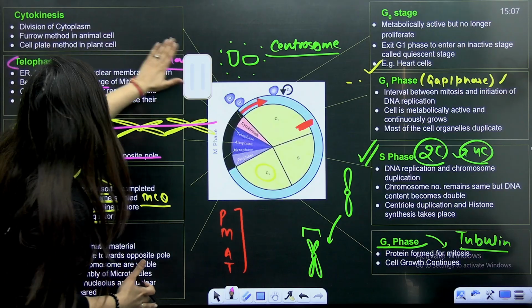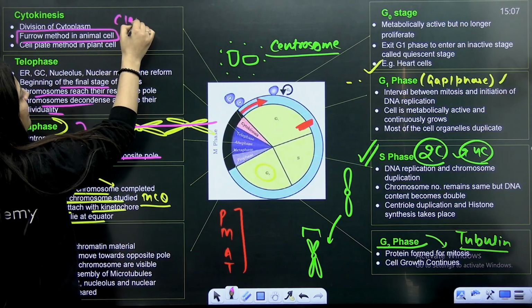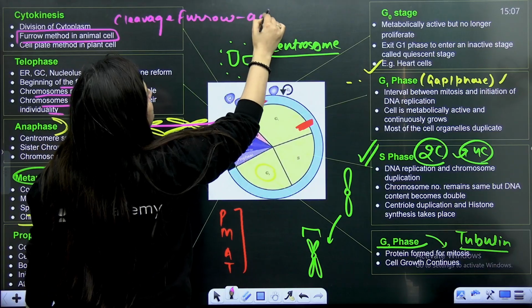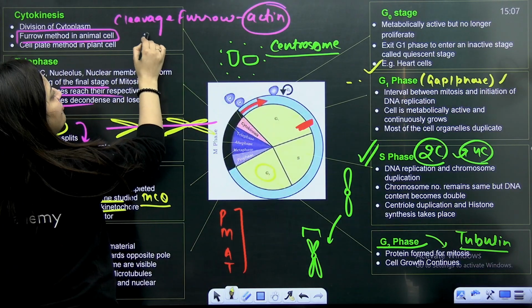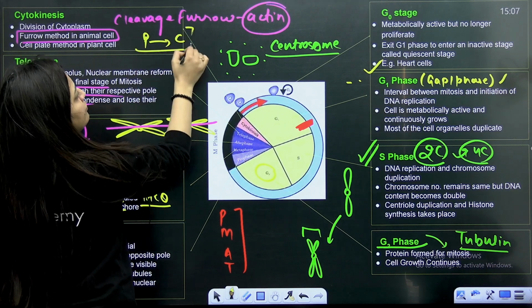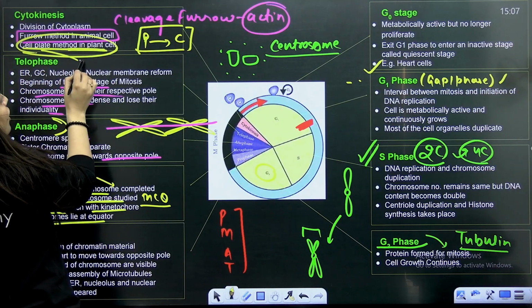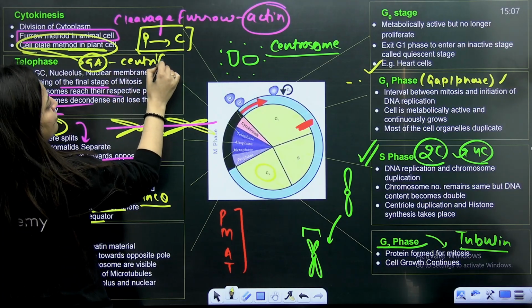Then cytokinesis, the division of cytoplasm. So in animal cell, the cleavage furrow will form, and it is with the help of actin filament, that is the cytoskeletal element. And always remember, it is from periphery towards the center. So we will use the word centripetal here. Cell plate formation is there in plant cell. Golgi apparatus will help in that. And here it is centrifugal arrangement. That's what you have to keep in your mind.